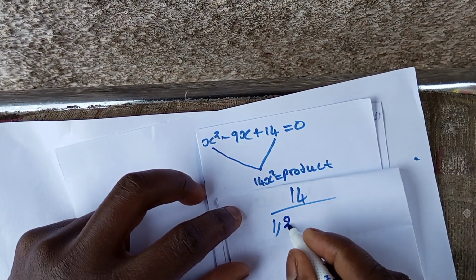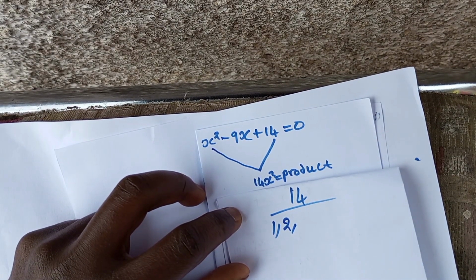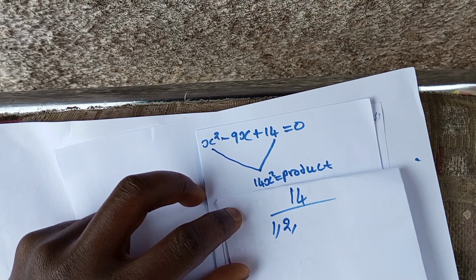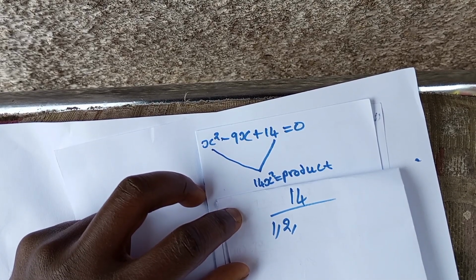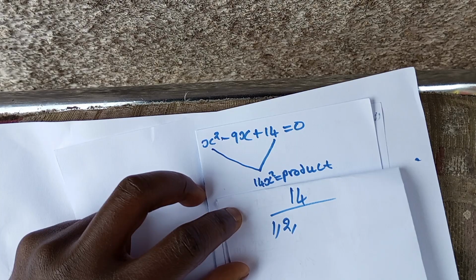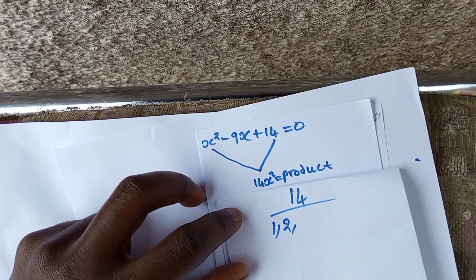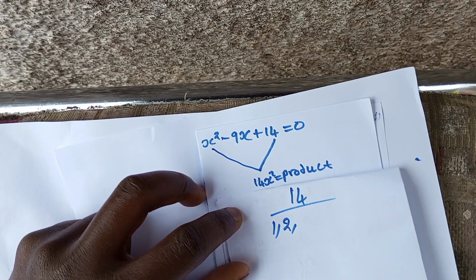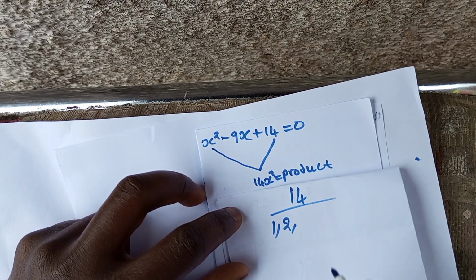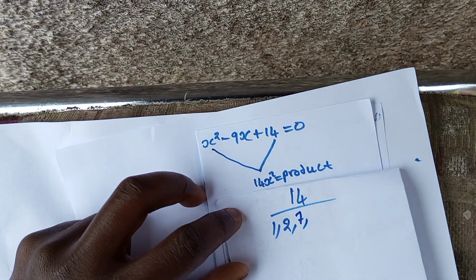Yes, 2 can enter into 14 with no remainder. Then 14 divided by 3: 3 can enter, but there is a remainder. We take 4. 4 can enter, but there is a remainder. We take 5. 5 can enter, but there is a remainder. We take 6. 6 can enter, but there is a remainder. We take 7. 7 can enter, and there is no remainder.